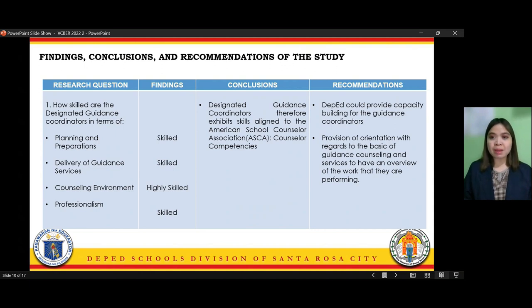Recommendation, DepEd could provide capacity building for guidance coordinators as well as provide orientation with regard to the basics of guidance and counseling services to have an overview of the work that they are performing.